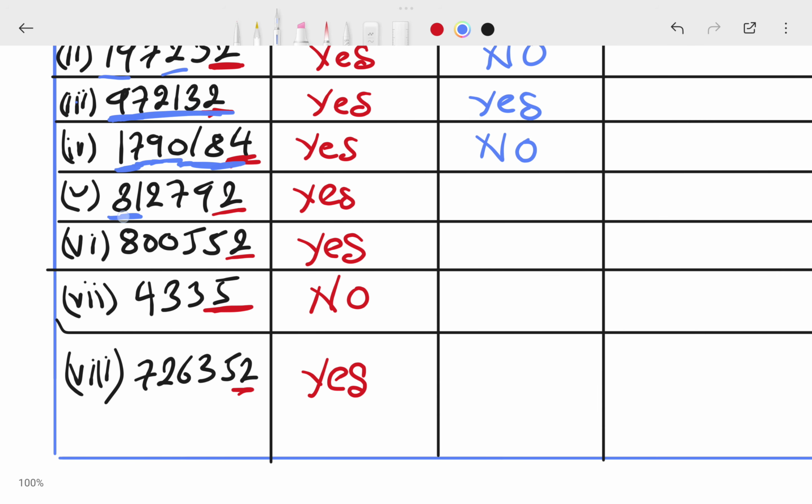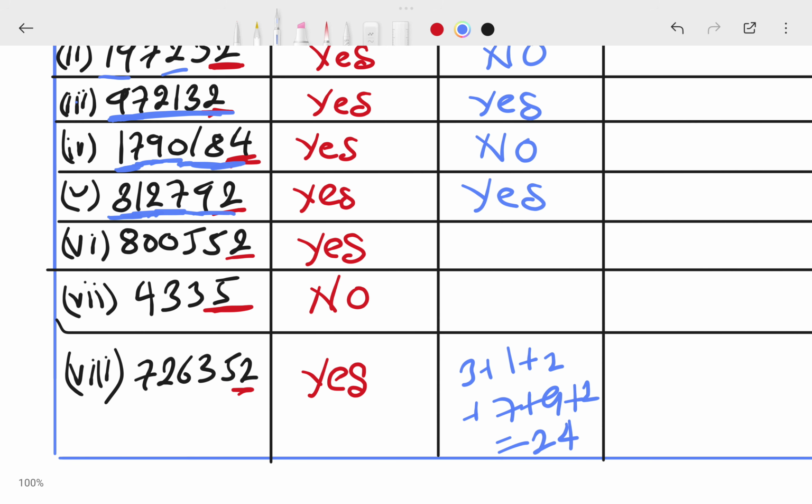So 3 plus 1, 4. 4 plus 2, 6. 6 plus 7, 13. 13 plus 9, that's 22. 22 plus 2, that's 24. Okay, if you add these digits like that, 3 plus 1 plus 2 plus 7 plus 9 plus 2, after adding, you know what the answer is? 24. So is 24 in the 3 table? Yes, it is in the 3 table. So it means that it is divisible by 3.